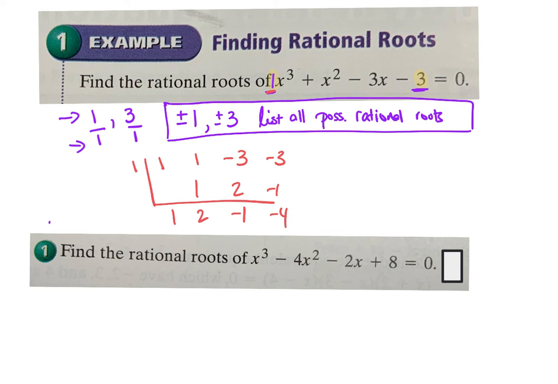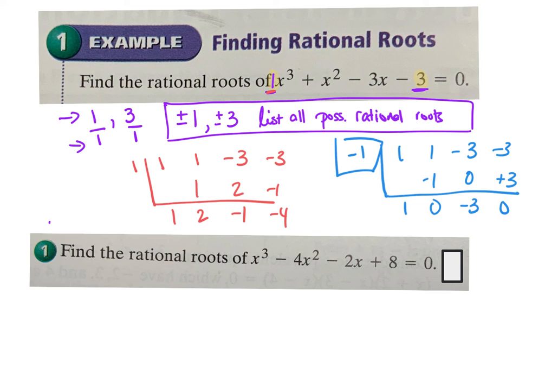Basically, you would have to go through all of those and see which one works, if any of them work, for that matter. If you look in your book, you'll see that negative 1 actually works. If I do this process with negative 1: 1, negative 1, 0, negative 3, positive 3, 0. So negative 1 is actually a root, and it comes from one of my possible roots.